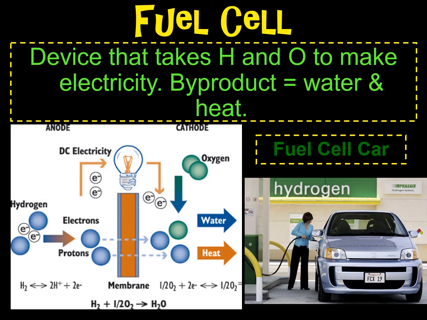What's great is that after it runs through that fuel cell membrane, the hydrogen and oxygen combine, and so the only byproduct that you get from this fuel cell operation is water, H2O, and of course a little bit of heat.